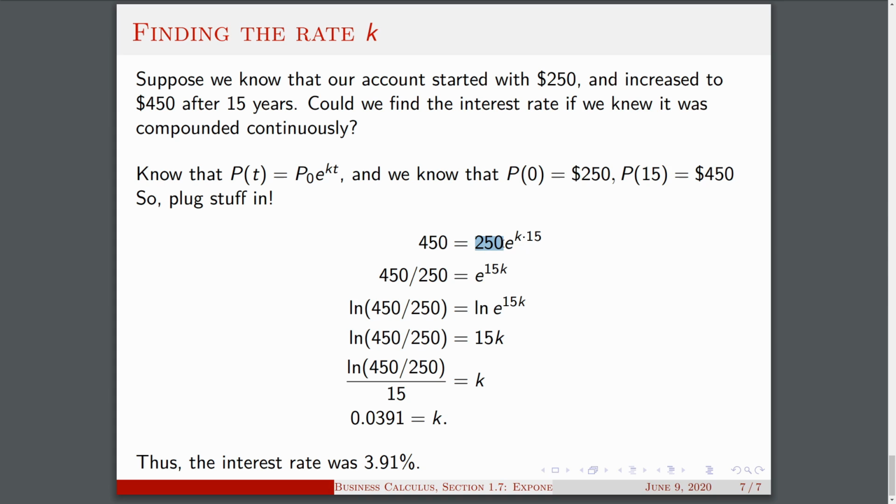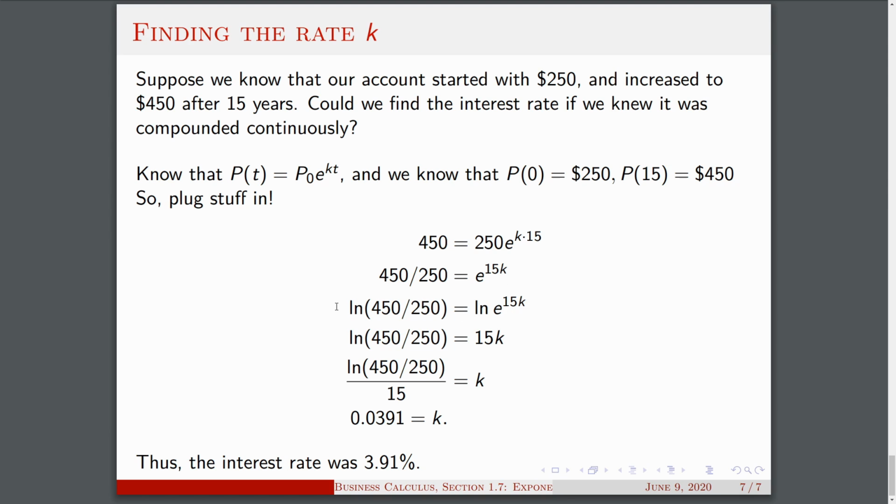First, I should divide by this 250. What should I not do? I should not take the logarithm of both sides at this point. I should first divide by 250, and I get this. I will write k times 15 as 15k. Looks a little nicer. Now I'm ready to take logarithms, so I will do that.